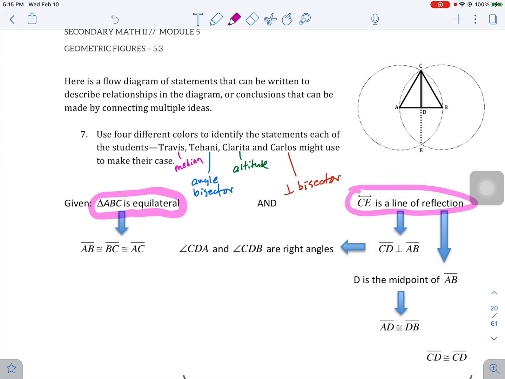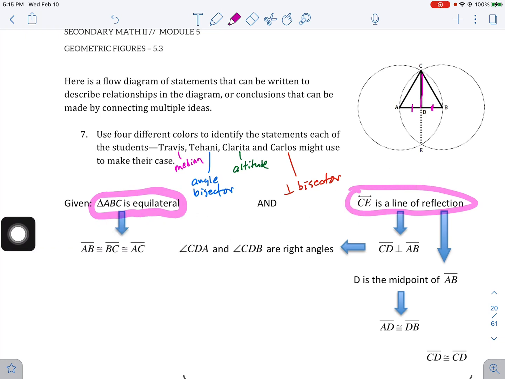Welcome. We're going to try and use this visual proof to prove a few of these conjectures. We have the fact that Travis believes that CD is a median, and what that means is that it splits AB into congruent parts. So you're circling those arguments that you need to prove that it's a median.